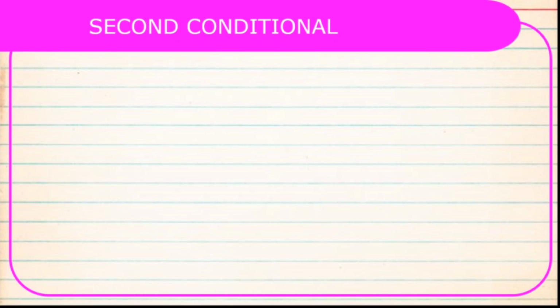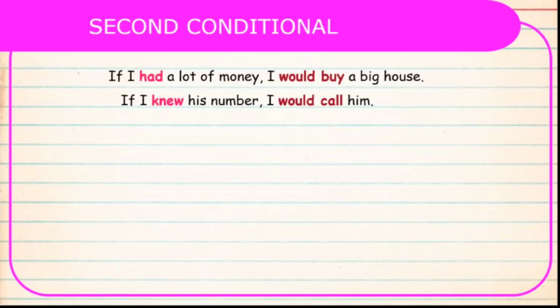So the second conditional is like the first conditional. We're still thinking about the future. We're thinking about a particular condition in the future and the result of this condition. But there is not a real possibility that this condition will happen. For example, if I had a lot of money, I would buy a big house. If I knew his number, I would call him.